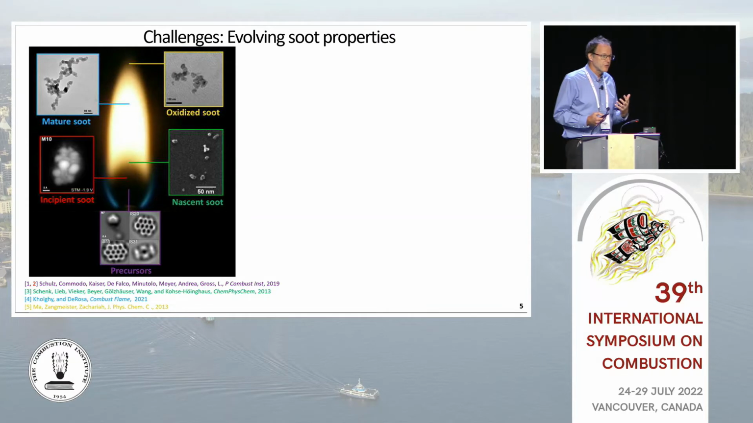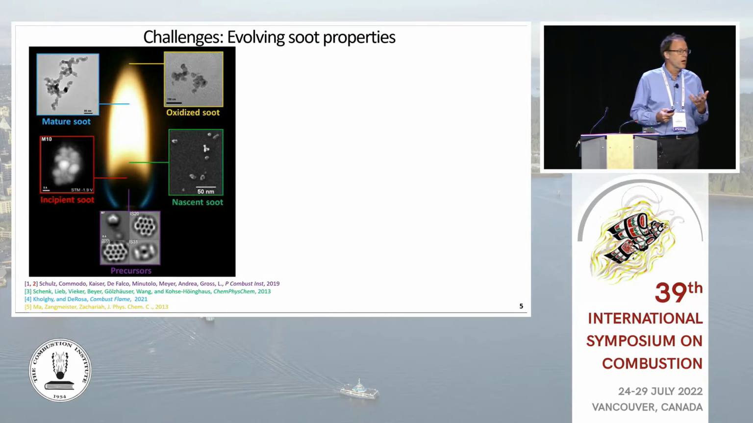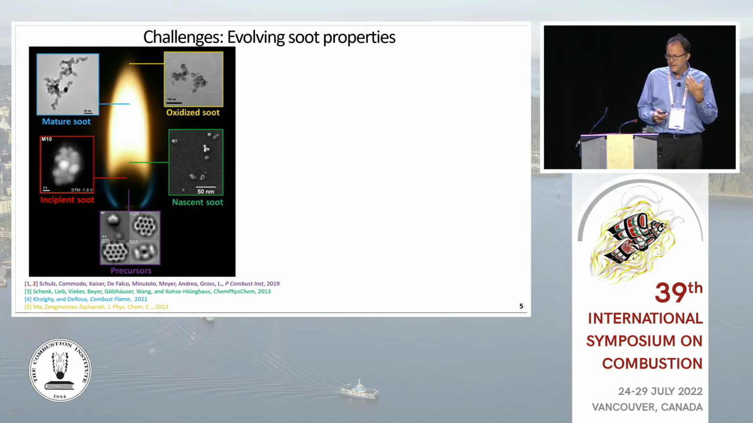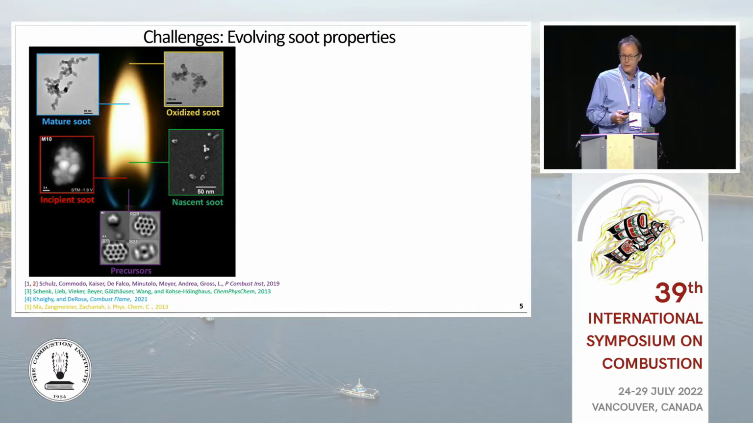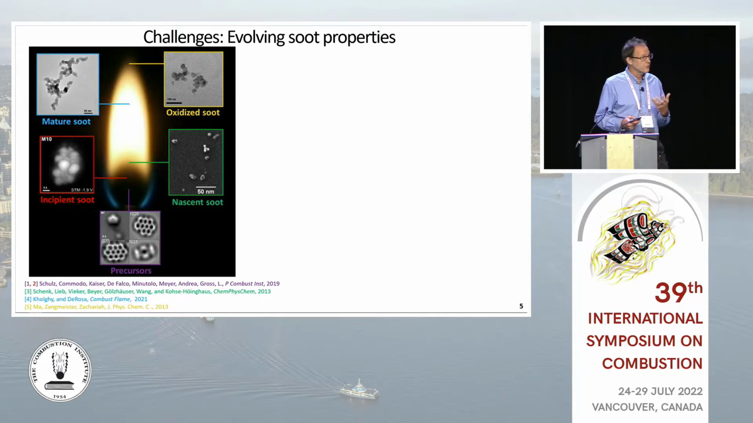One of the challenges in soot models is that we often look at soot particles as a generic soot particle, whereas in reality, the soot properties evolve as they move through the reactor or flame. So here at the very bottom, we have our soot precursors, then forming incipient particles that typically are liquid-like and quite reactive. Then they form nascent soot particles, then mature soot. Typically that's more graphitized. It also is less reactive typically. And then we have our oxidized soot particles.